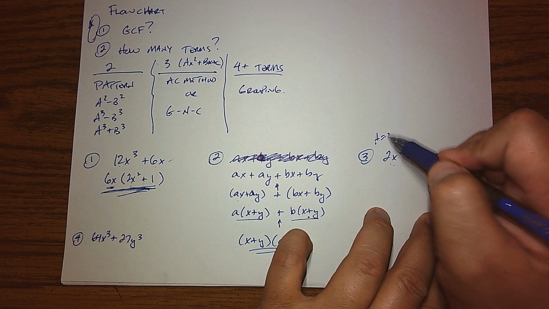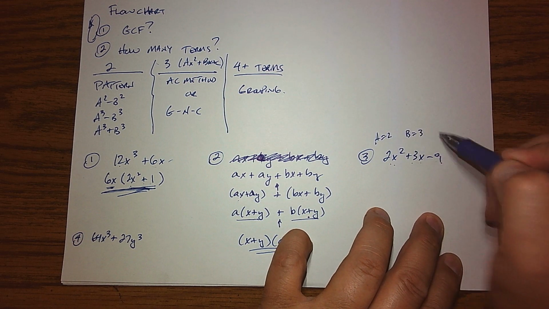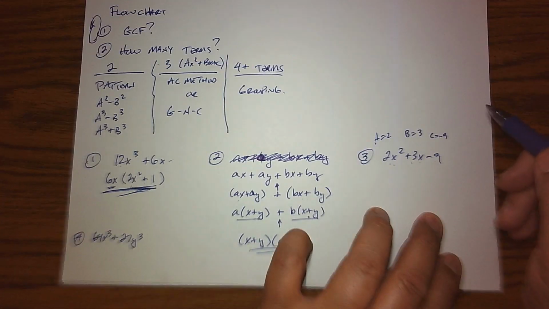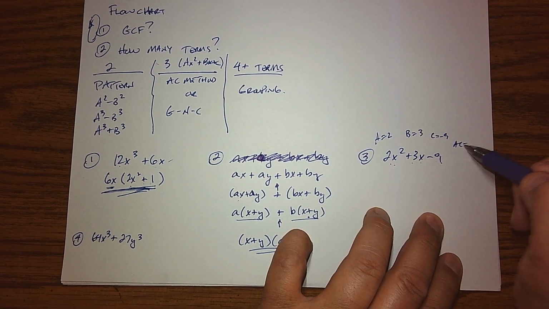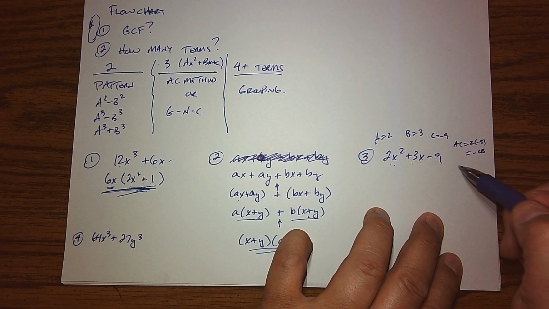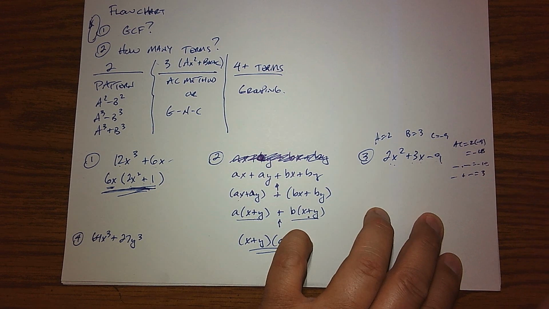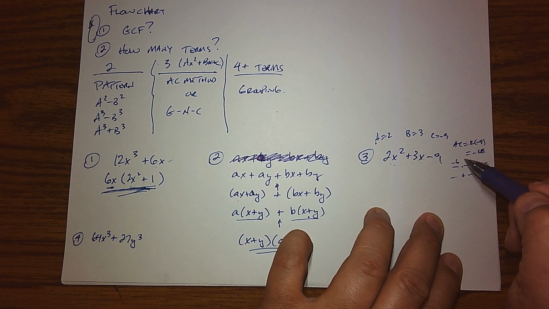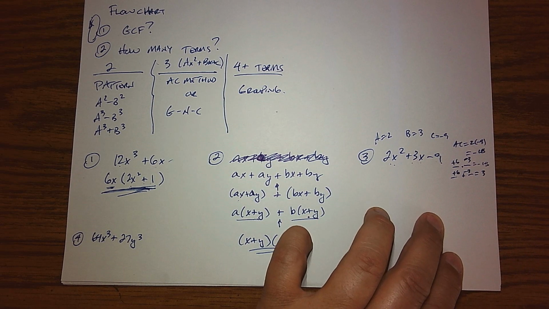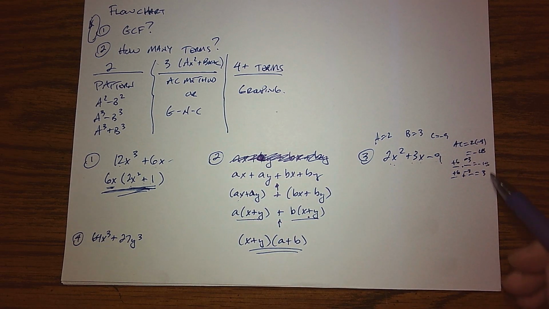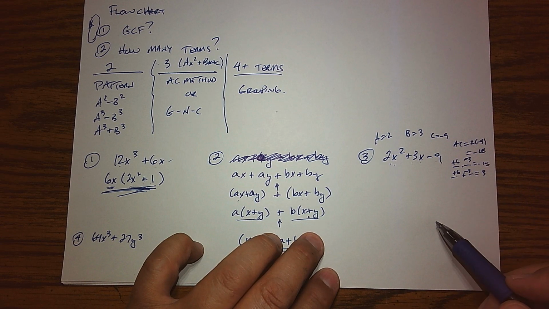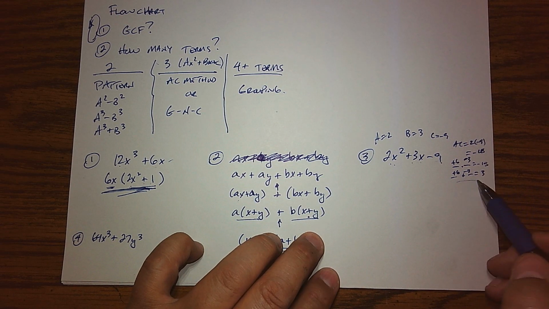For you guessers and checkers, if you want to use the guessing and checking, go for it. But right now, I'll use the AC method. So in this case, my AC is 2 times negative 9. We get a negative 18. So two numbers that multiply to negative 18, but add up to 3. Right? So what two numbers do that? If we think real closely about it, I think it's positive 6 and negative 3. Right? So 6 times negative 3 is negative 18. 6 plus negative 3, or excuse me, 6 minus 3 is 3. So we've got it.